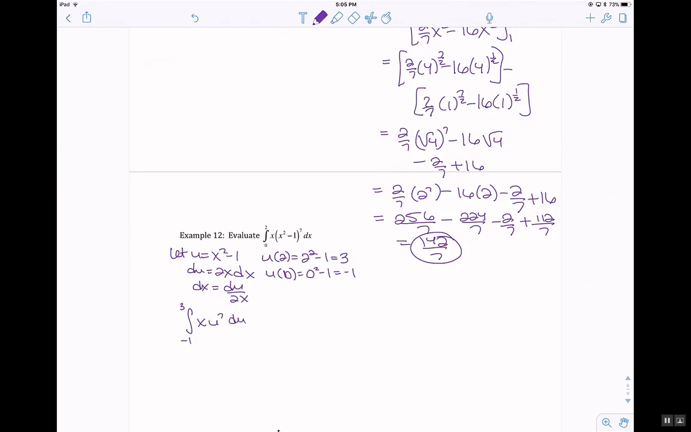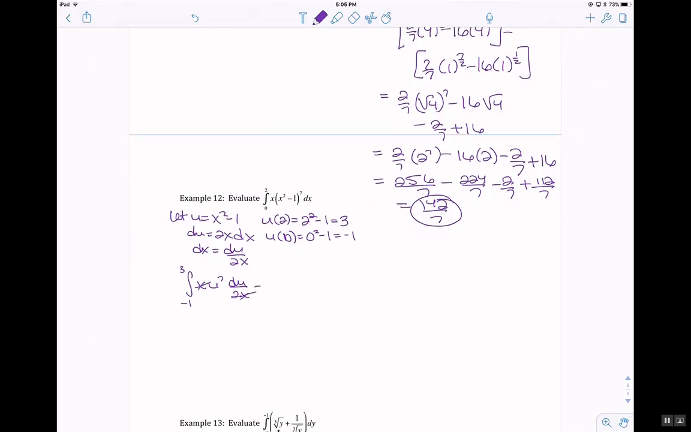x u to the 7th du over 2x. So my x's go away. I'm left with 1/2 u to the 7th from -1 to 3 in du. So 1/2 times 1/8 u to the 8th, from -1 to 3. So I get 1/16 times 3 to the 8th minus 1/16 times -1 to the 8th.